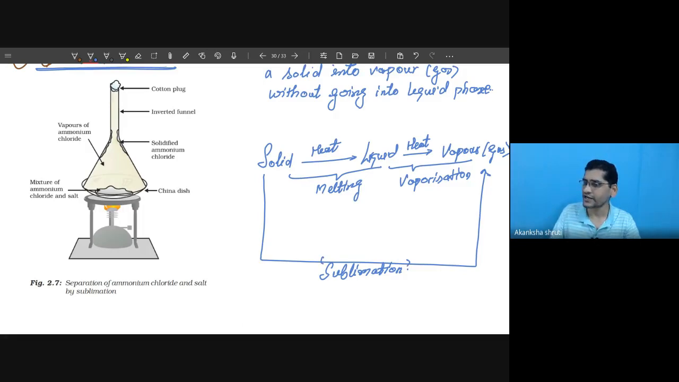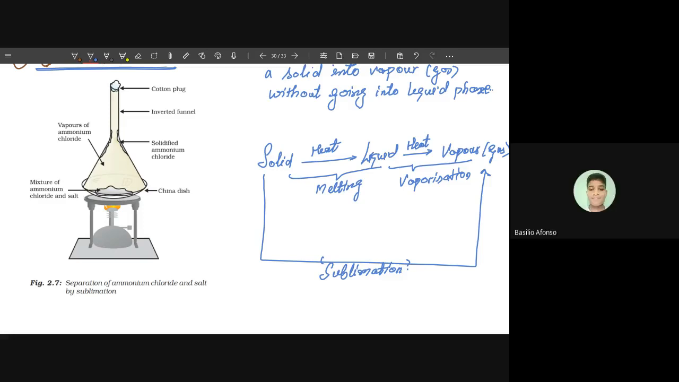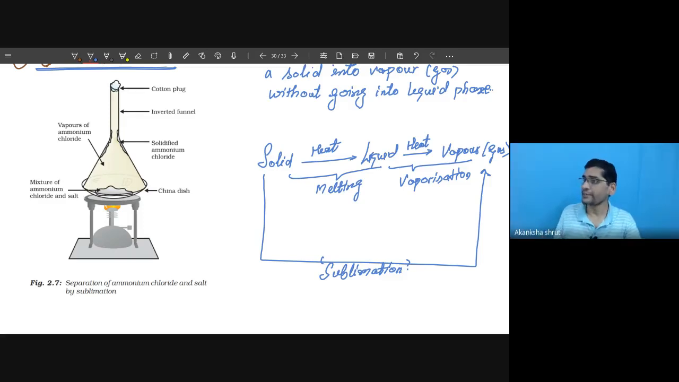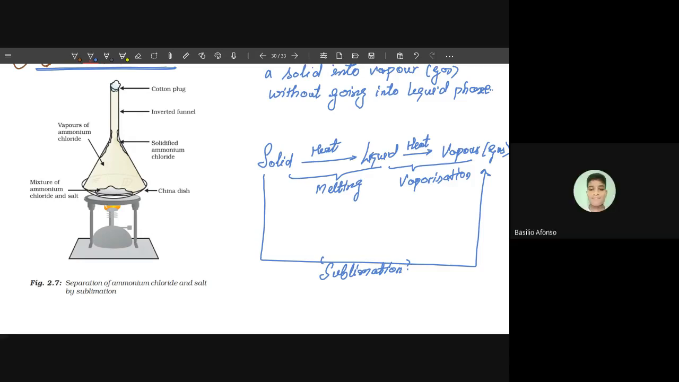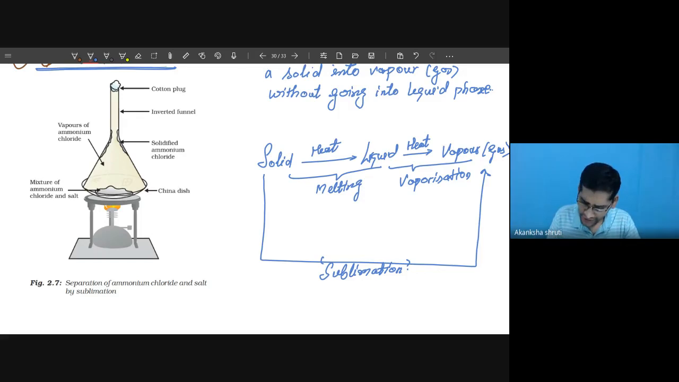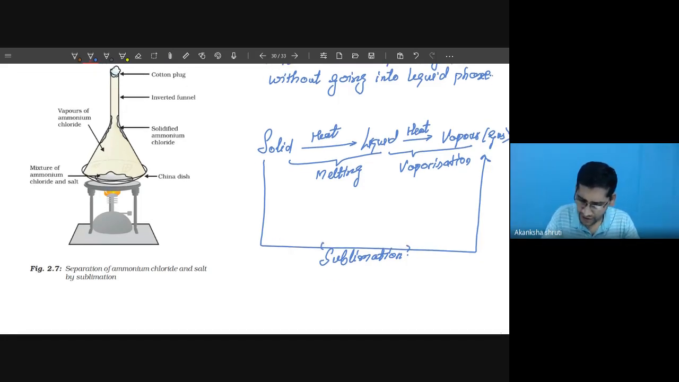Students, you have to keep in mind that sublimation does not mean conversion of solid into liquid, and it is not simply conversion of solid into vapor. Conversion of solid into liquid is melting. The reverse is also called sublimation: if the vapor is converted into solid on cooling. The conversion of solid into vapor occurs by heating.